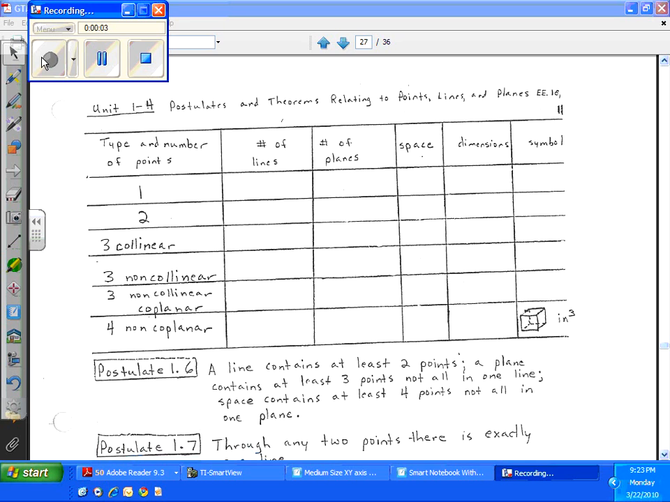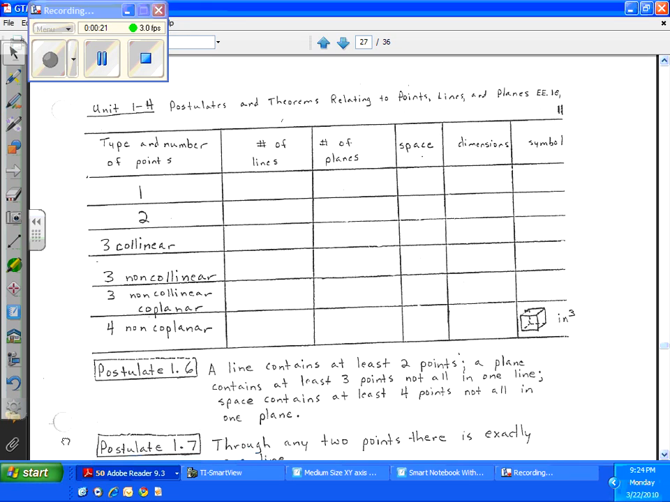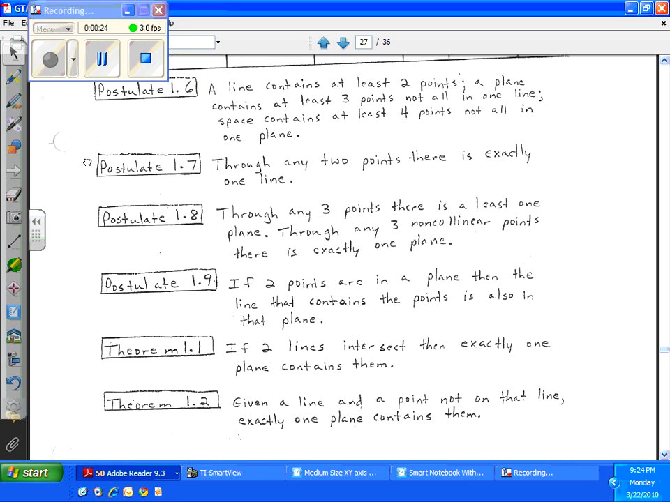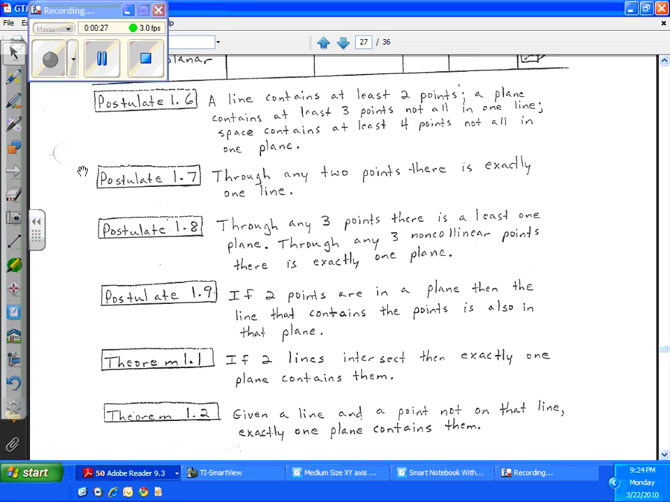Unit 1-4 is dealing with postulates and theorems relating to points, lines, and planes. And what I've done is I've created a table, a little chart, to help you summarize or memorize and visualize all of these postulates in word form that are below the chart. So we're going to go below the chart first, and we're going to talk about these postulates, and then we're going to go back and create the chart from memory, we hope.